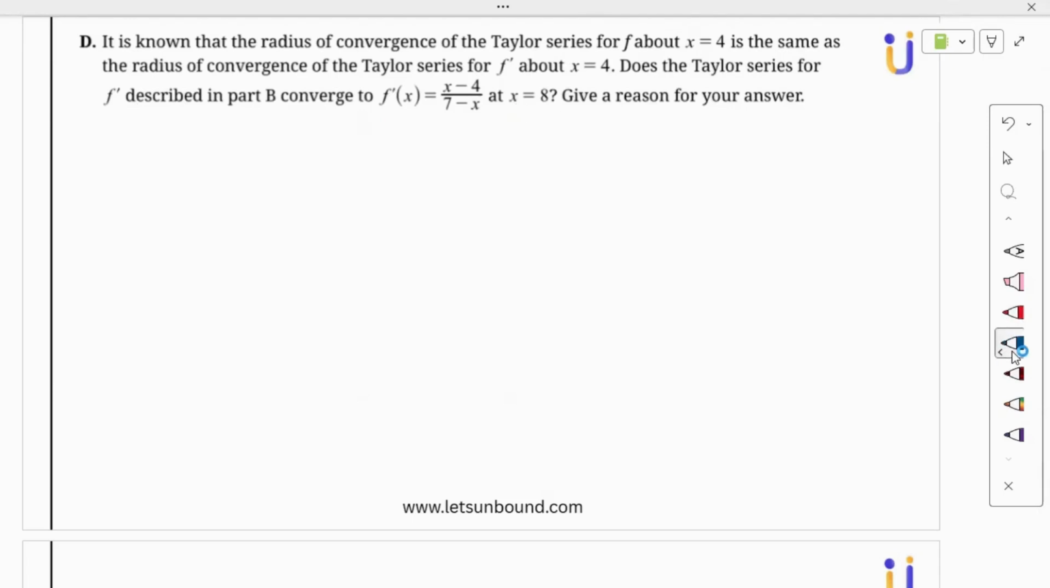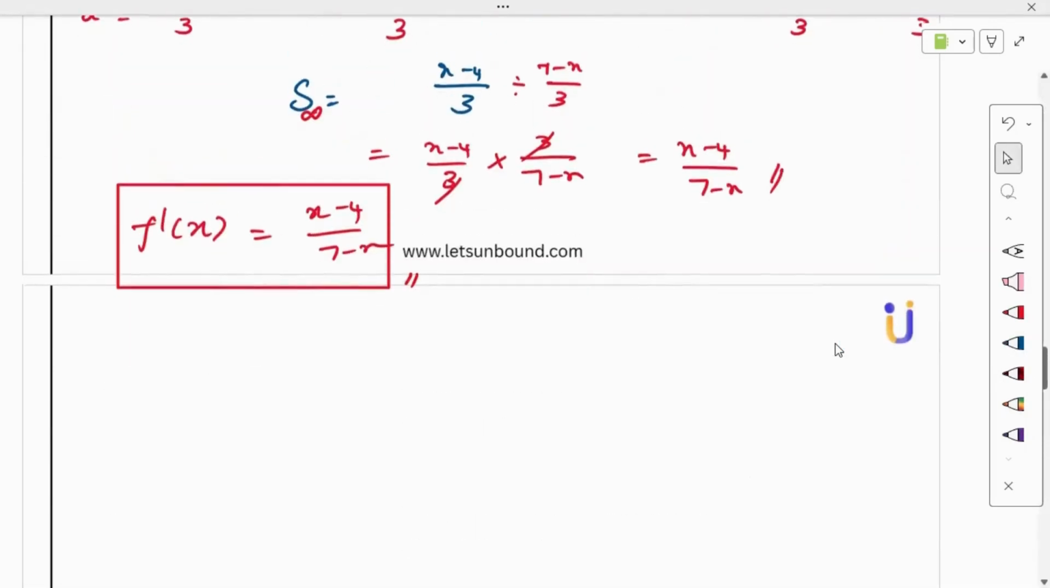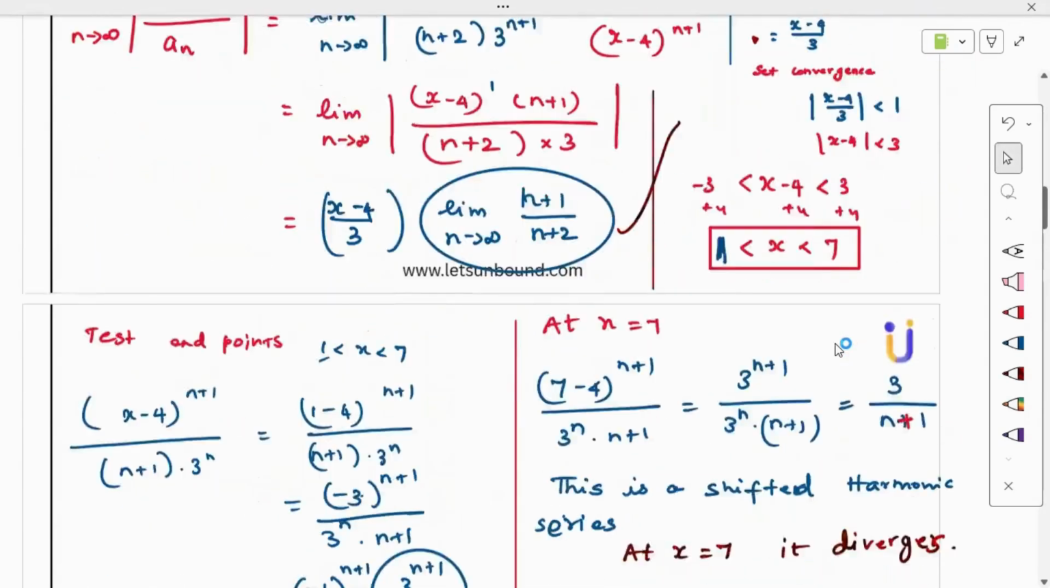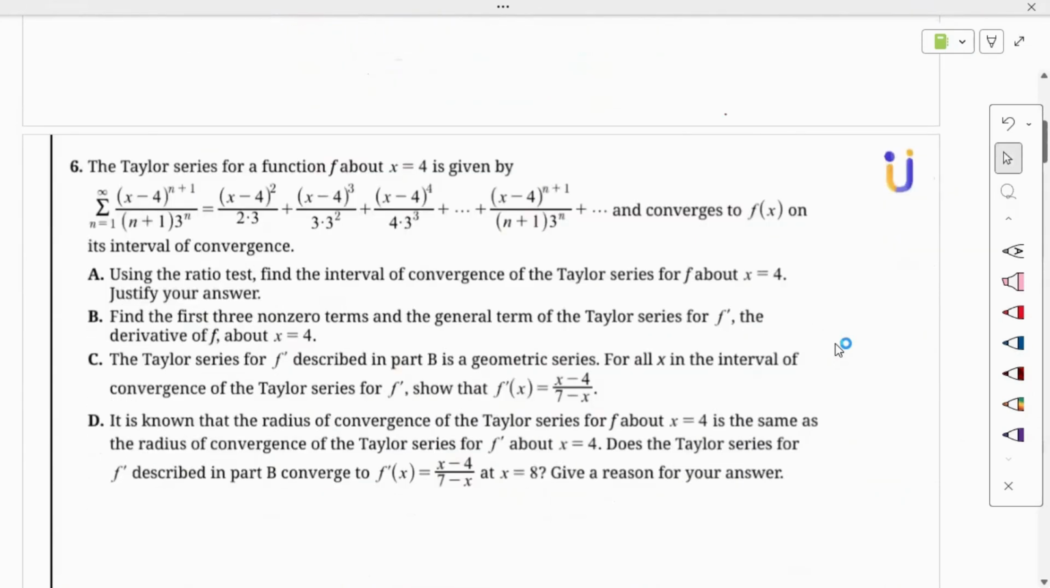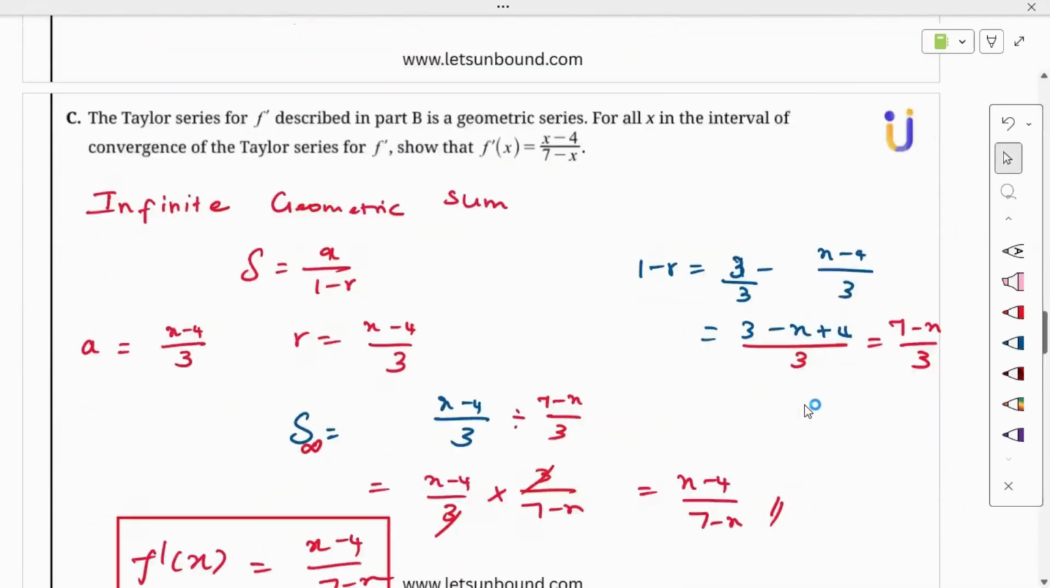So the basic question is, does f prime converge at x is equal to 8? Okay. So the radius of convergence is the same. So what is the radius of convergence here? It's 3. That is what they have provided in the problem. Yes, so the radius of convergence for this is equal to 3.